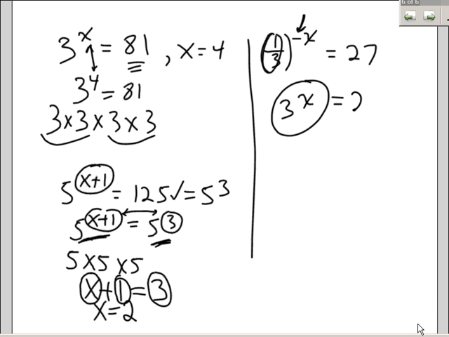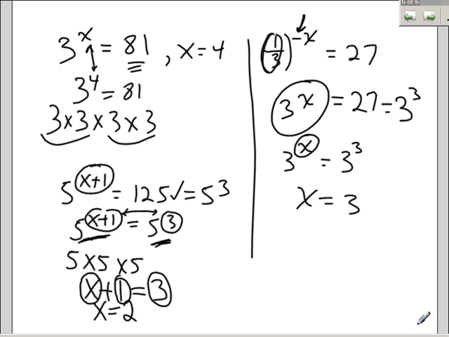Okay, and this is equal to 27. But 27 is 3 cubed. So 3 to some power is equal to 3 to the 3rd power. X is 3. The powers have to be equal.